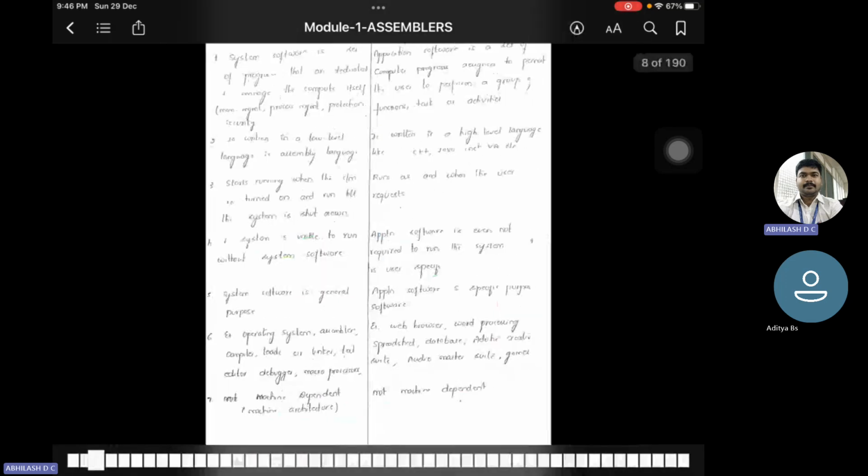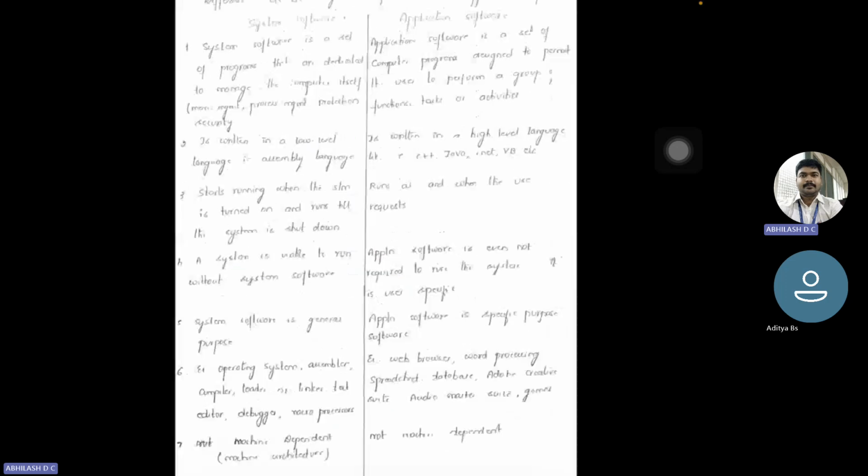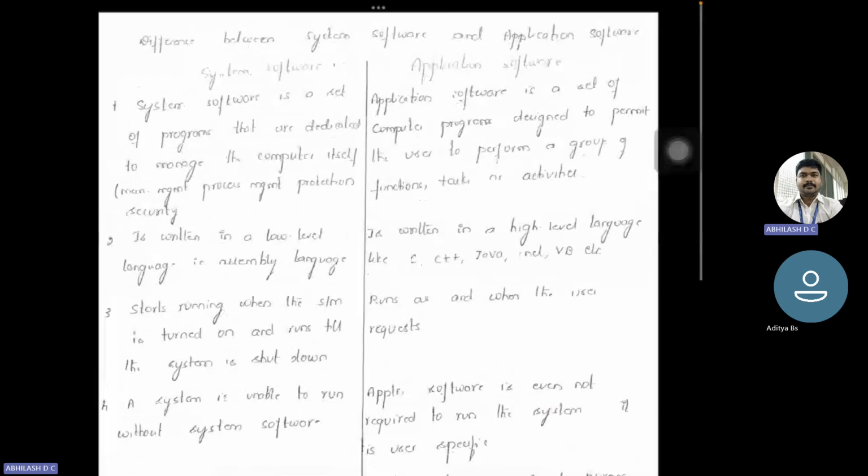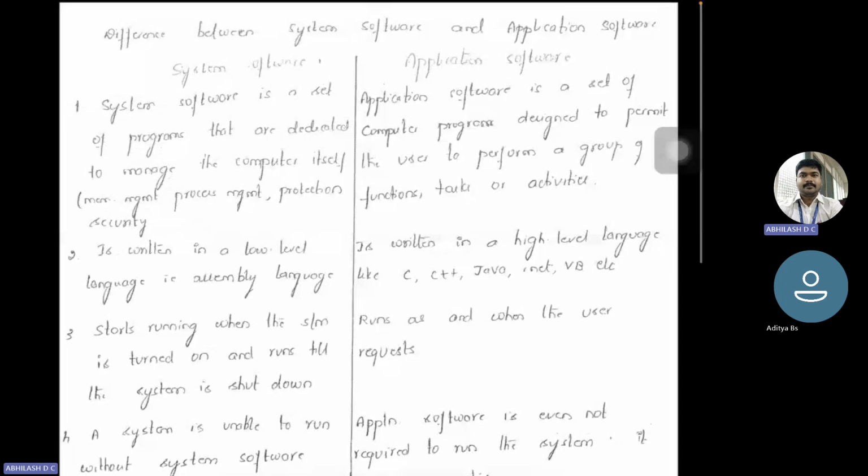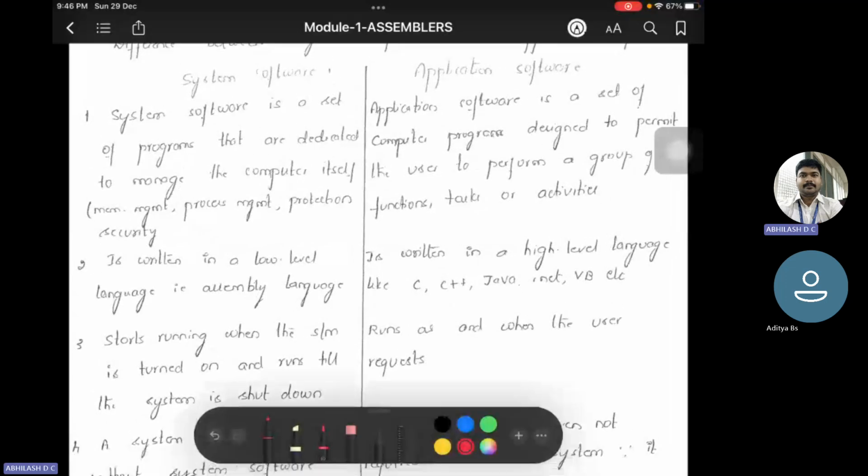Next comes the difference between system software and application software. System software is a set of programs dedicated to managing the computer itself. Application software is a set of programs dedicated to permitting the user to perform a certain task. System software is mainly written in assembly language, while application software is written in a higher level programming language, such as C, C++, Java and so on.